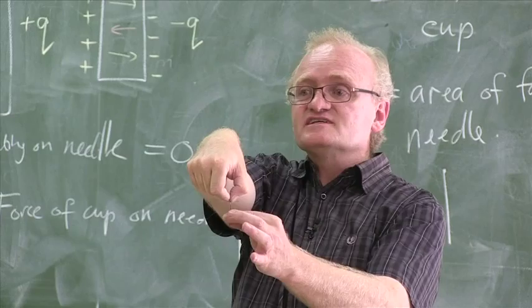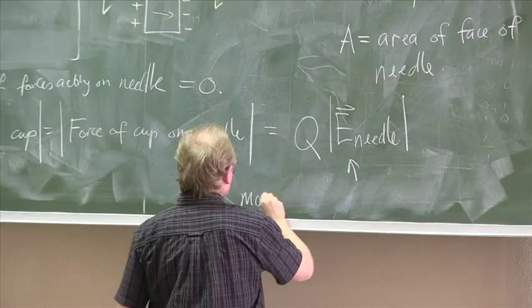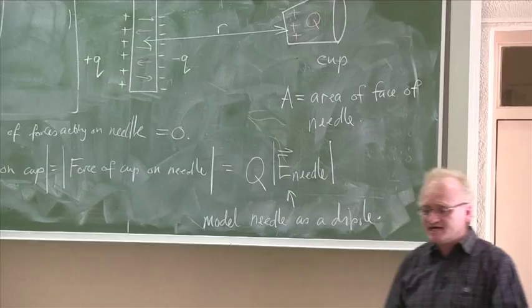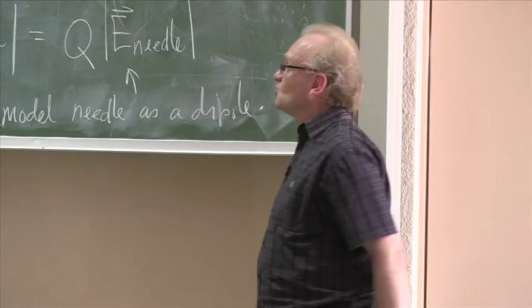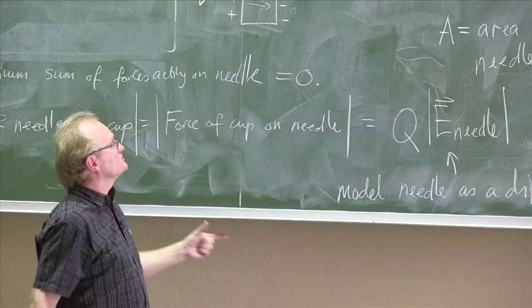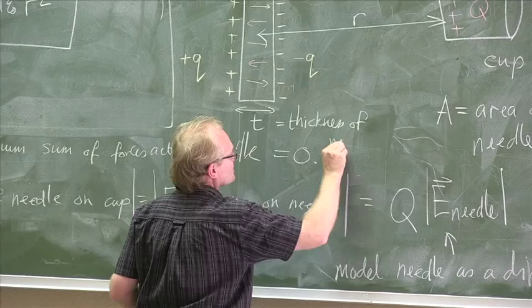Okay? So for this calculation, we model the needle as a dipole. And to do that, we're going to have two charges, and those charges are separated by some distance. What distance are they separated by? The thickness T of the needle. So let's call T the thickness of the needle.